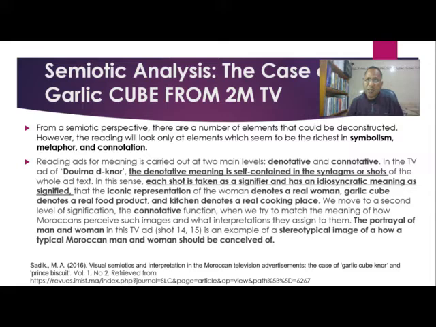Now let's move to the second part of it, of connotation. What is not said? The second level of signification, which is the connotative function or level, is when we try to match the meaning of how Moroccans perceive such images, of course, and what interpretations they assign to them. The portrayal of the man and woman in the kitchen, in shots number 14 and 15, is an example of the stereotypical image of how a typical woman and man should be conceived of in Moroccan society. These are stereotypes, if you like.